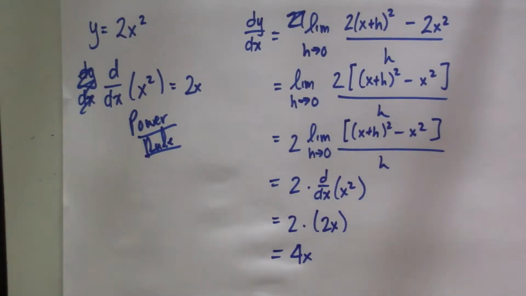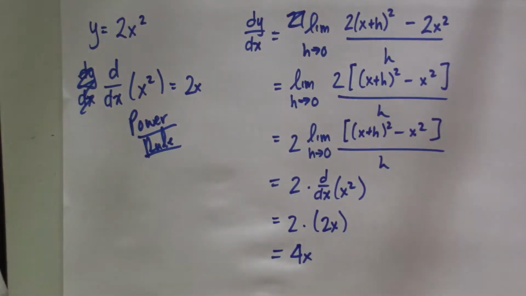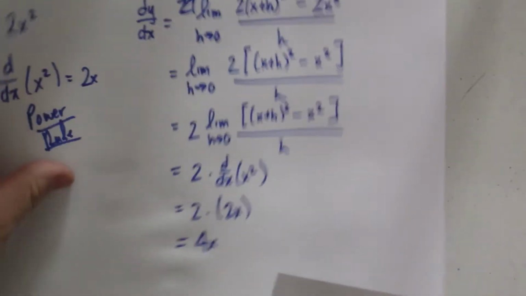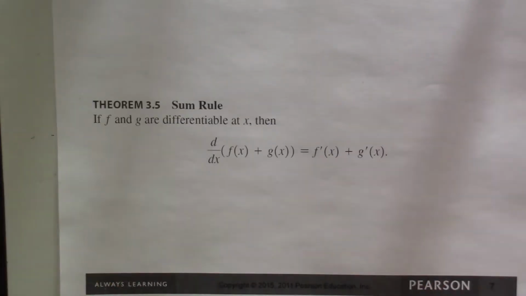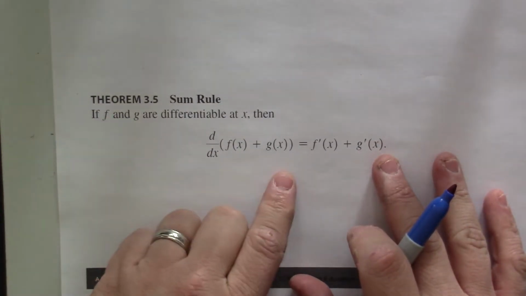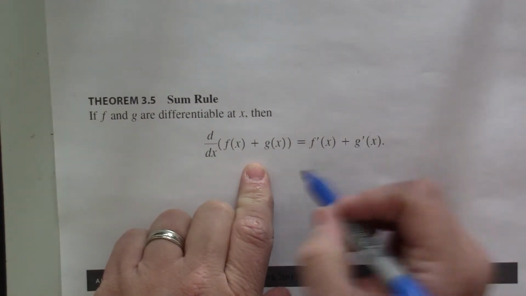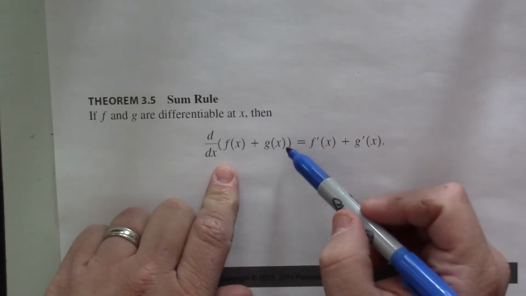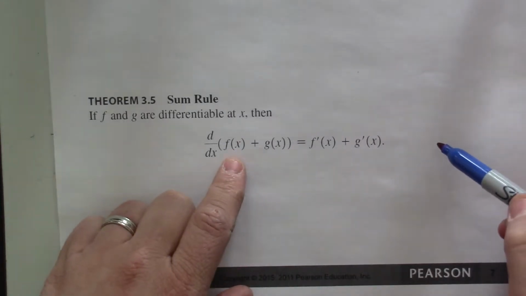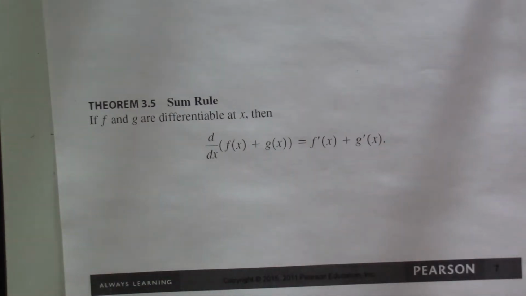Now, the next one's actually really important because as we get into more and more complicated polynomials, the ability to break them up is going to be really important. This says if f and g are both differentiable at x, then the derivative of the sum is the sum of the derivatives. The derivative of the sum is the sum of the derivatives. Here's what this means.